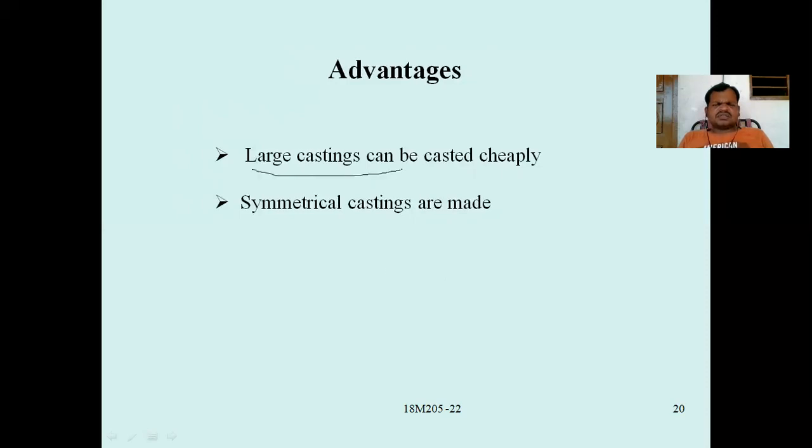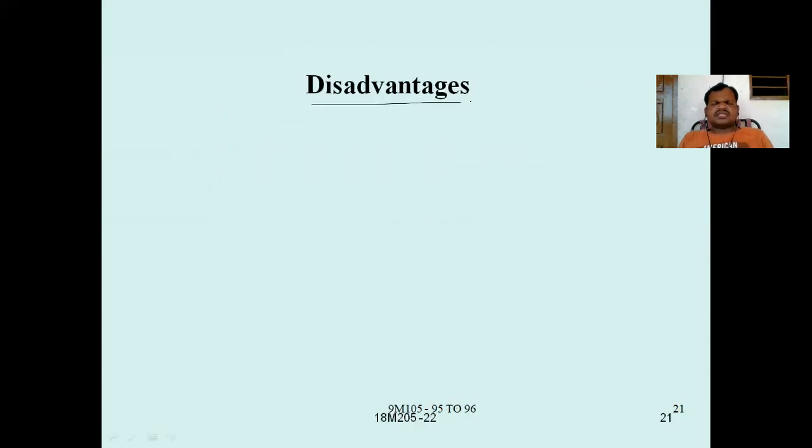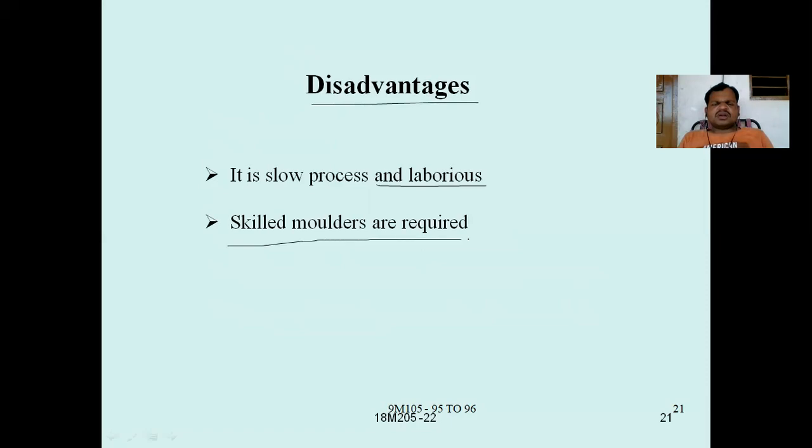Advantages: large castings can be cast cheaply, and symmetrical castings are made. Disadvantages: it is a slow and laborious process, and skilled molders are required.